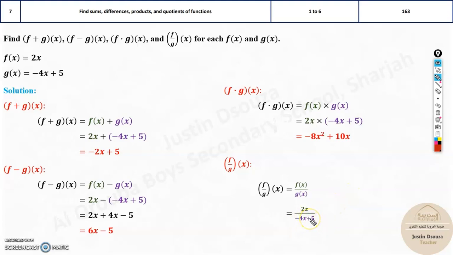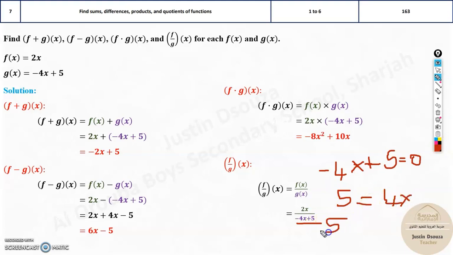How will you find the undefined value of x over here in this case? All you need to do is whatever is the denominator, just equate it to 0. Just make it equal to 0. So what is going to happen? That is, take 4x to the other side. So make it positive. So 5 equals 4x, and 4 goes to the other side. It'll be 5 by 4 equals to x.